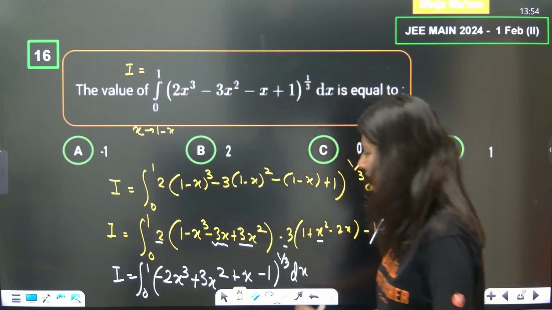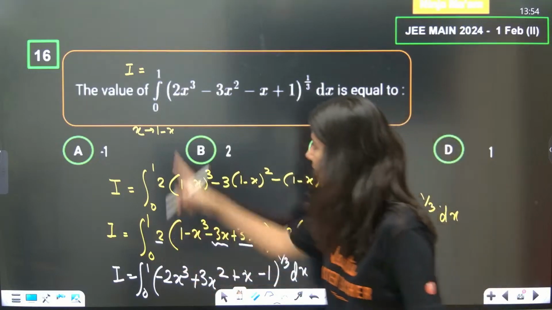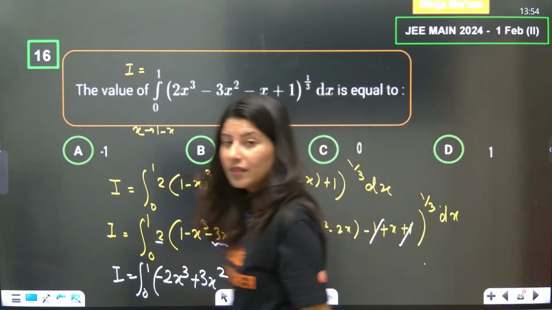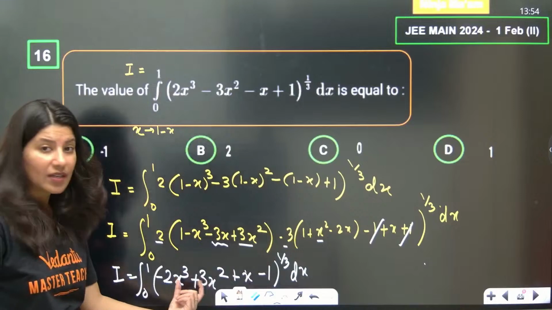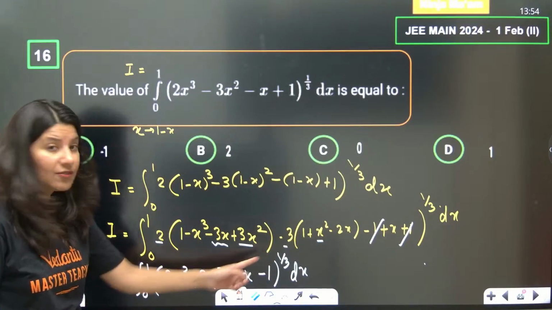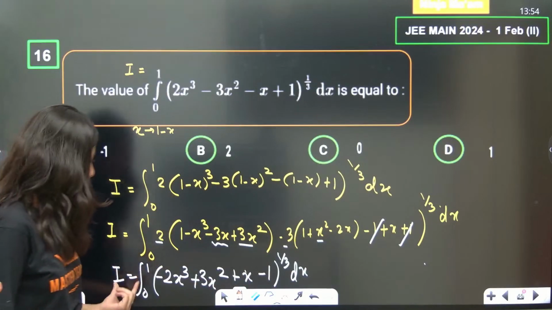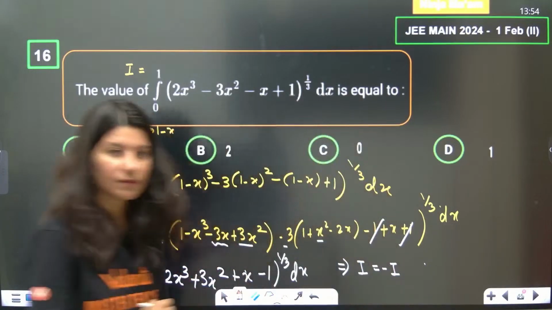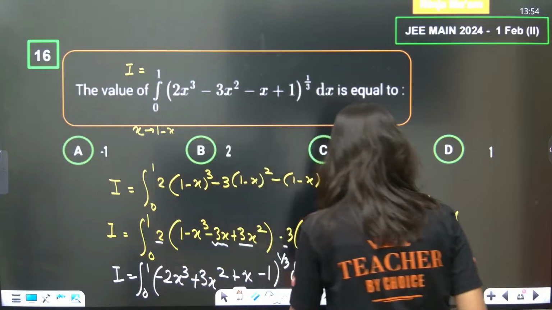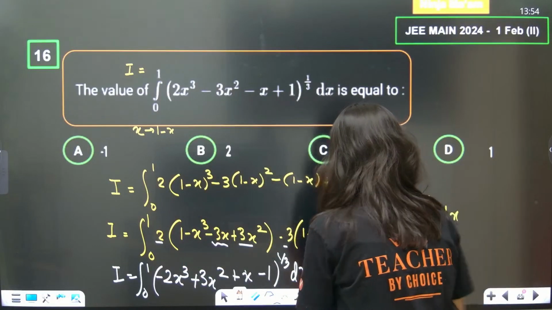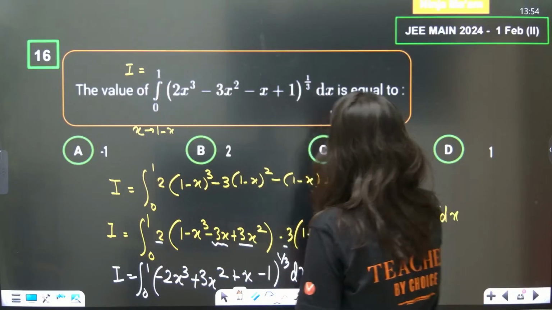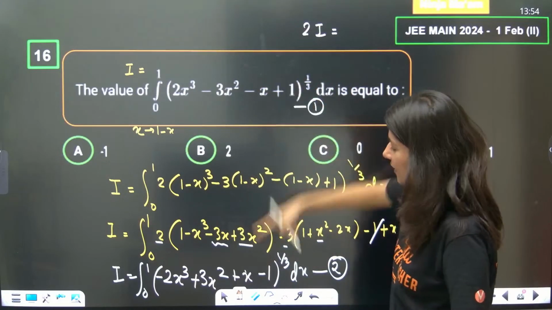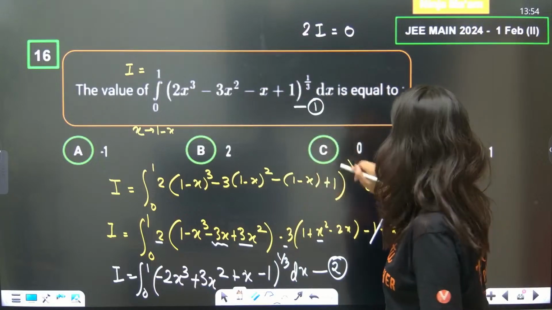Can you see this? This is I, correct? And after applying King's property, the same I on the right hand side has become, if I take the minus sign out, power is 1 by 3, so the minus sign can be taken out. So actually I is equal to minus I. Or rather, this is the second equation, this is the first equation. Add first and second: 2I is equal to plus minus cancel, 0. So the answer is option C, 0.